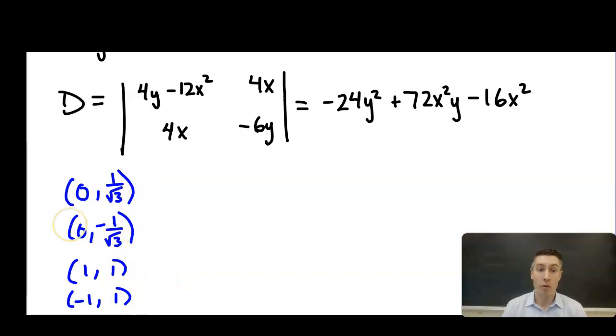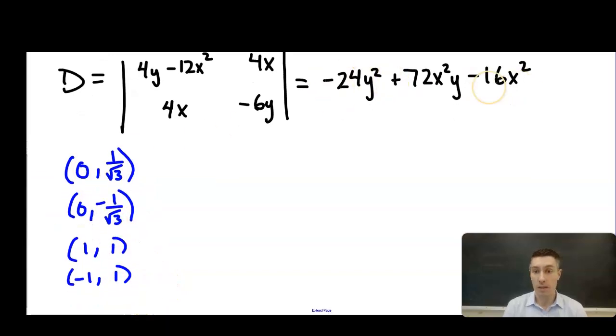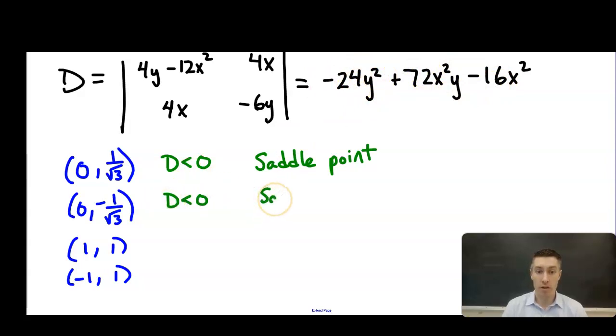So we have to test all 4 of these points in this expression that we got. So if we plug in 0, 1 over root 3, so we get 1/3, so negative 8, 0, 0, so negative 8. So that means that is negative. So this point is a saddle point. Testing 0, negative 1 over root 3 would be the same thing because we're squaring the y, so negative 8, 0, 0. So we have another saddle point.